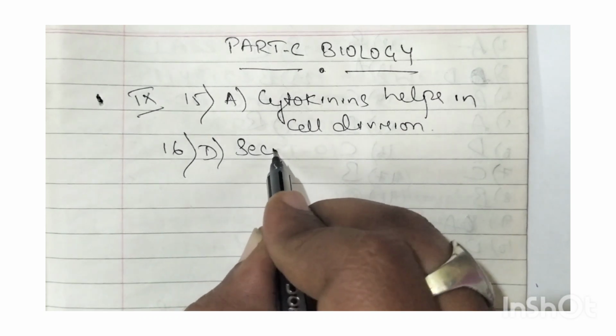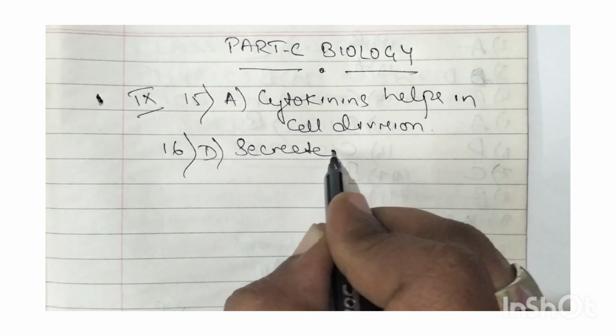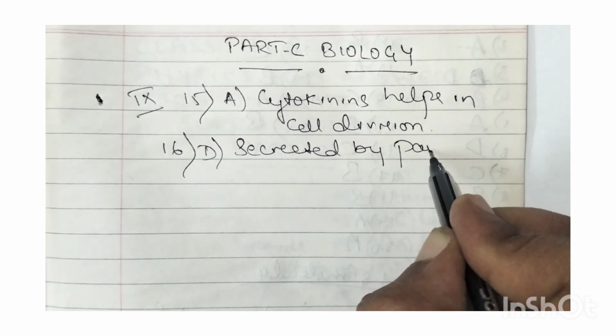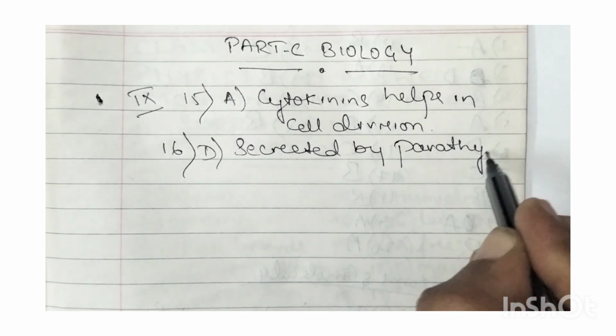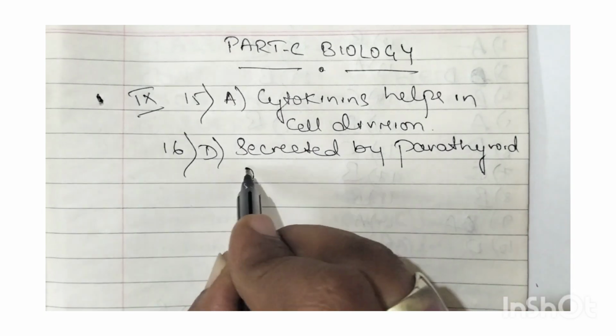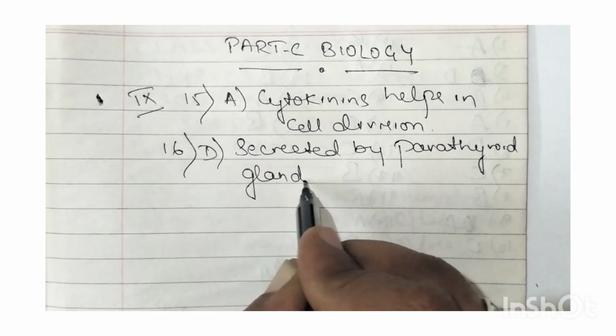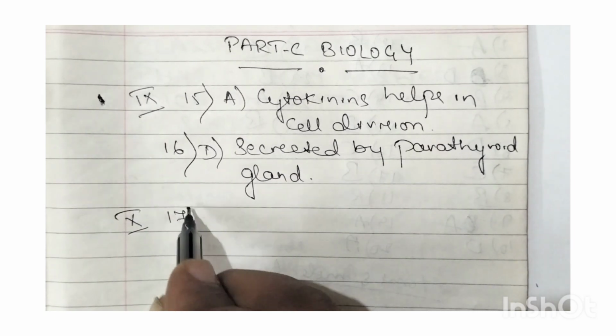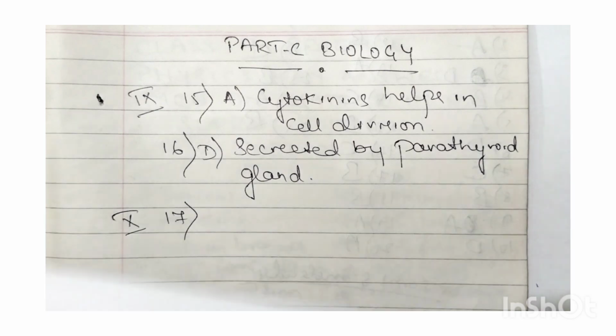That is, thyroxine is secreted by parathyroid gland, but it is the thyroid gland. Parathyroid gland. But thyroxine is secreted by thyroid gland. So now let us move to the 10th main, that is the 17th question.